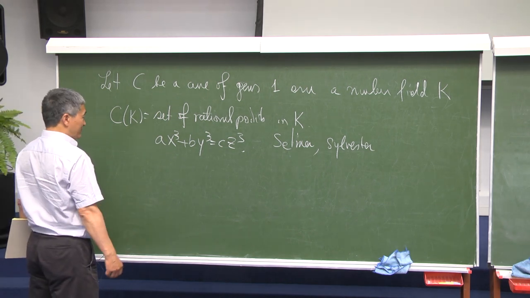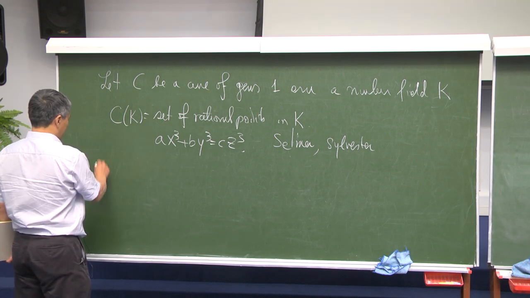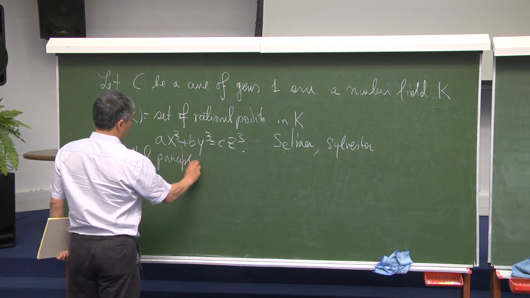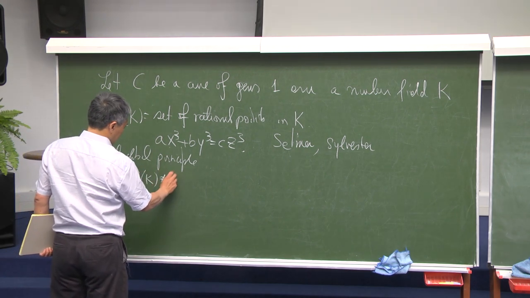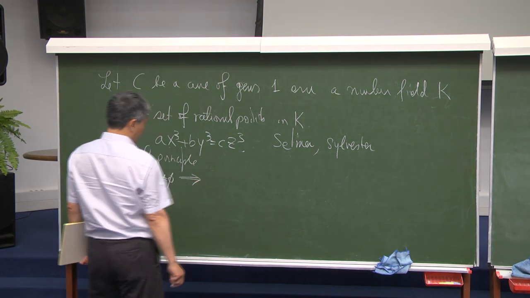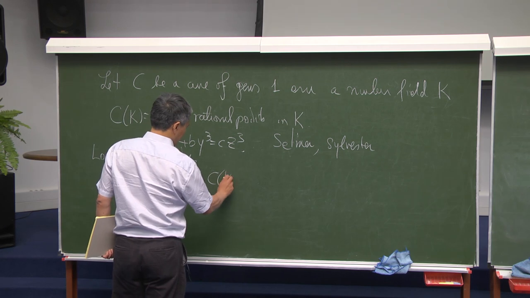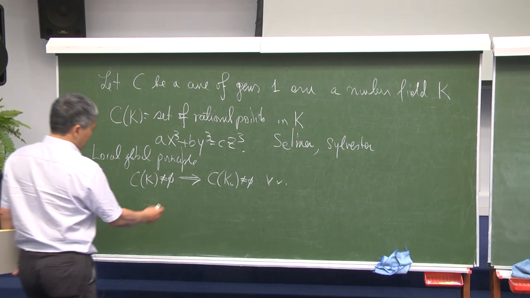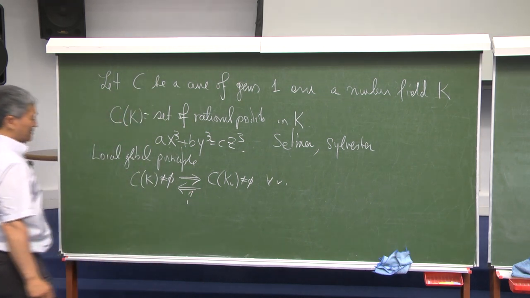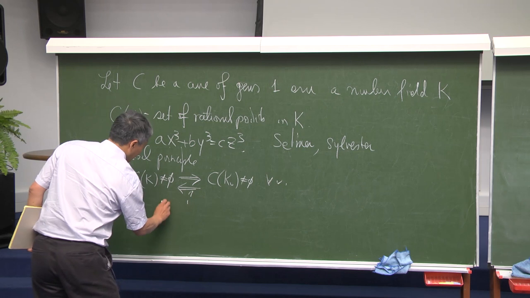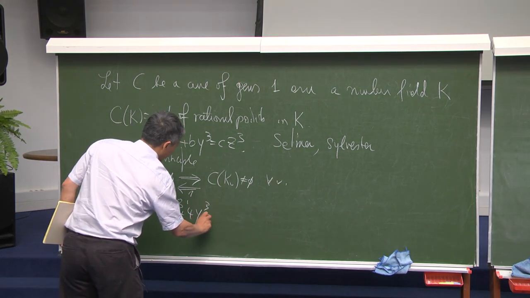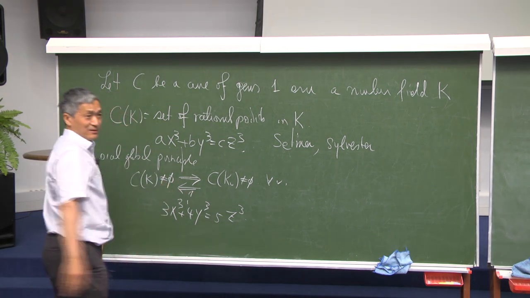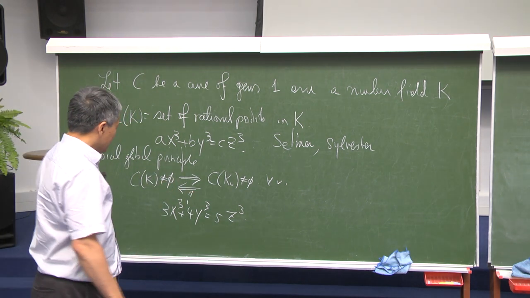Very fast, what is going on is that you have a local-global principle. If C(K) is not empty, then C(K_v) is not empty for all v. But the converse is not necessarily true. For example, 3x^3 + 4y^3 = 5z^3 has solutions locally everywhere, but does not have a solution globally. That is the first question.